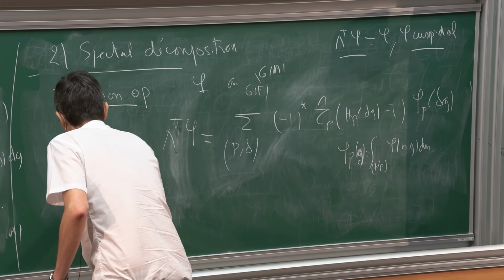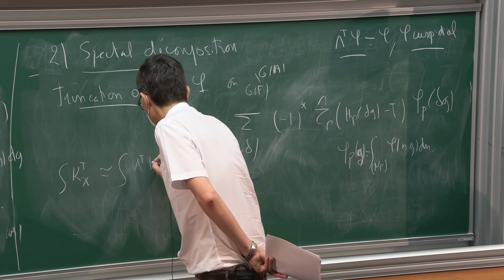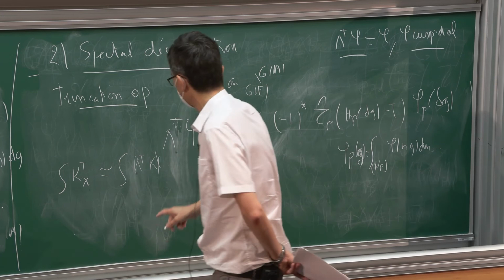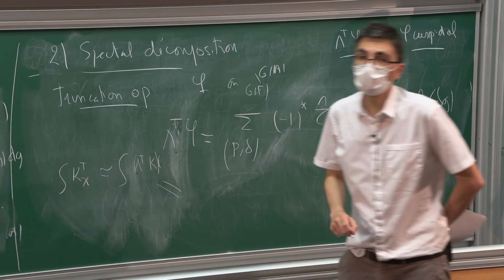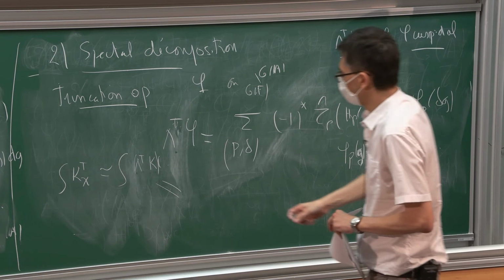And so what we can show is that the modified kernel, at least for large T, this integral is essentially the truncation of the kernel in one variable. And the point here is that the kernel has a fine spectral decomposition according to Langlands decomposition. And so the truncated kernel has a fine spectral decomposition in terms of integrals of Eisenstein series and truncated Eisenstein series. And here, I integrate over the diagonal.